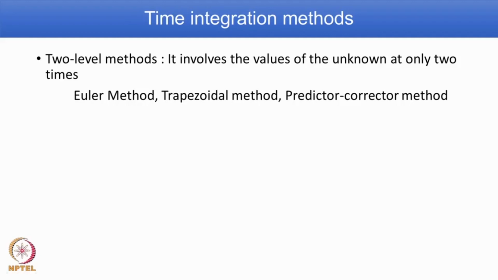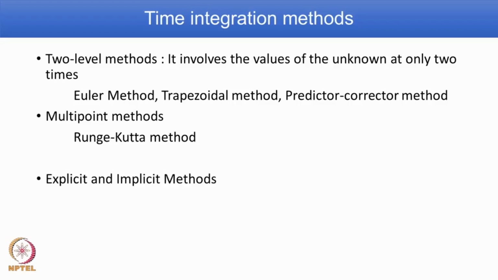So, there are many methods available. First, we will see two level methods. Two level means it involves values of the unknown at two time levels. Under two level methods, we have the Euler method, trapezoidal method, predictor corrector method. Then there are multi-point methods. Basically, with two level methods, you can have a maximum of second order accuracy. If you want a higher order accuracy for the time derivative integration also, we have to have some other procedure, and that is multi-point methods. One of the things that we are already familiar with is the Runge-Kutta method.